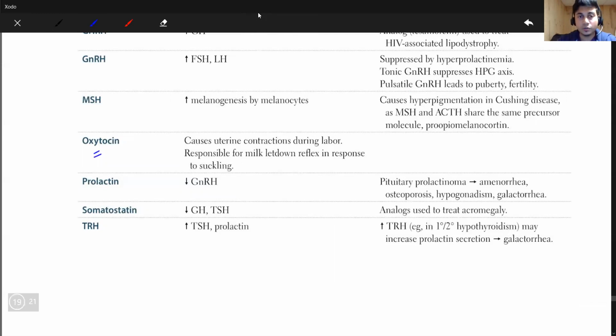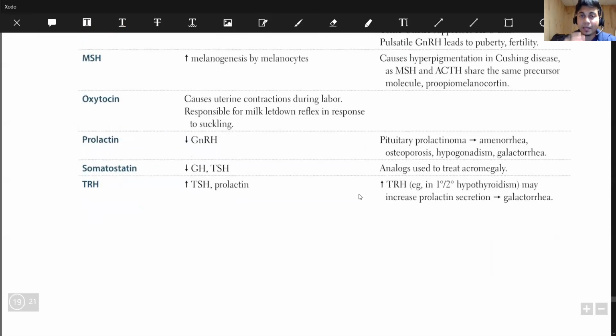Oxytocin causes uterine contraction during labor, and it also causes the milk letdown reflex. When the baby sucks the mother's nipple, there's some stimulation that leads to release of oxytocin, which eventually leads to milk release from the mammary glands.